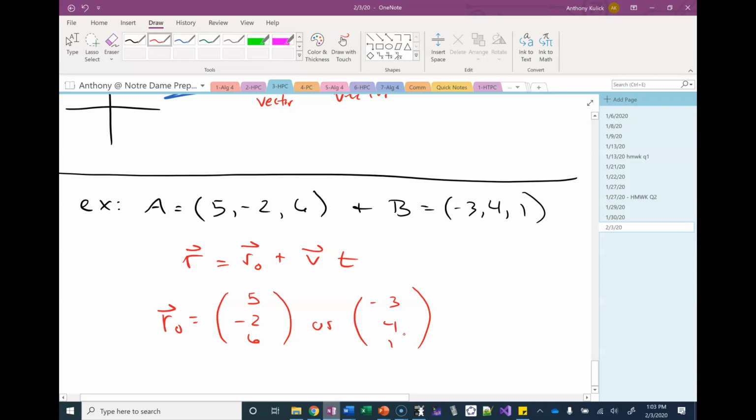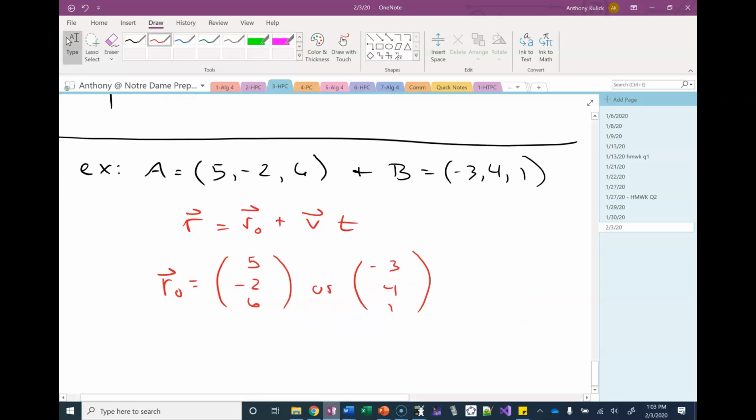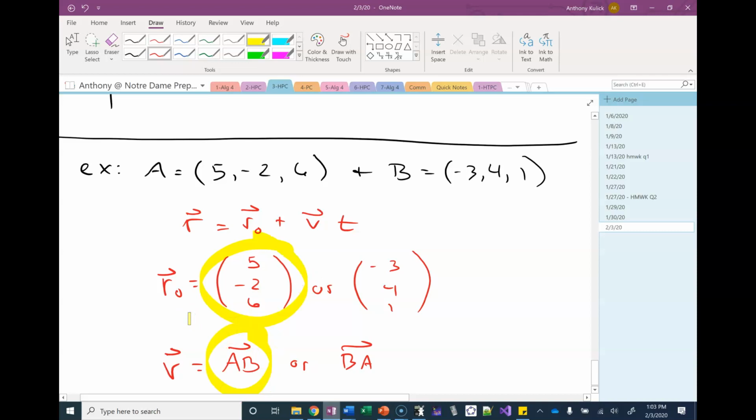Does it matter which one you use? Definitely doesn't. So pick whichever one you feel better about. Everybody feel good there? That's easy, right? So our direction vector, there's 2 obvious choices for this. Those 2 obvious choices would be the vector AB or the vector BA. Does it matter which one you choose? No? So let's just make some decisions right quick here. Let's use this one and this one, just for the sake of this example. Sound good to you guys?